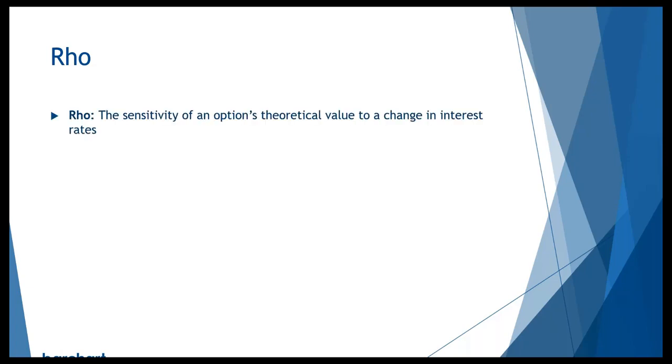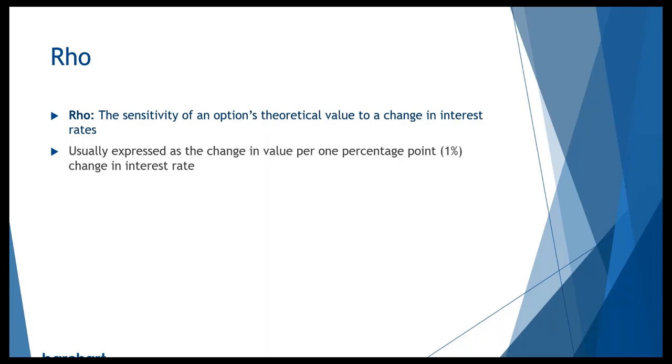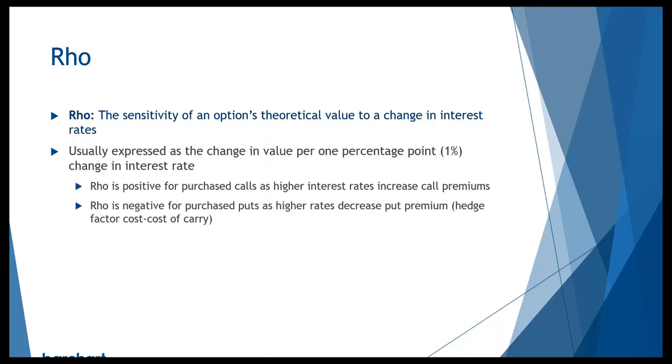All right, let's just briefly talk about Rho. Rho is one of the Greeks that, at this point, has very little impact on most of the options that we're going to be looking at, unless you are trading longer term options. It's the sensitivity of the theoretical value to an interest rate change, expressed as the change for a 1% move in interest rates, right?